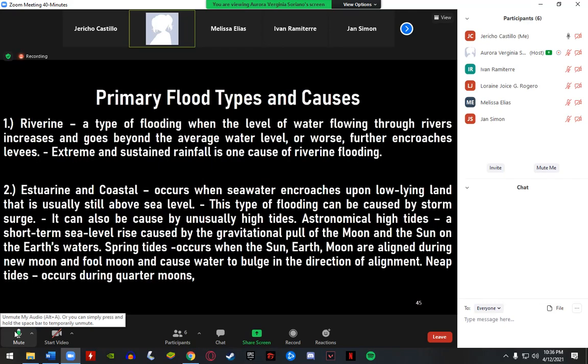Primary flood types and causes. So, number 1, riverine. A type of flooding when the level of water flowing through rivers increases and goes beyond the average water level or worse, further encroaches levees. Extreme and sustained rainfall is one cause of riverine flooding.